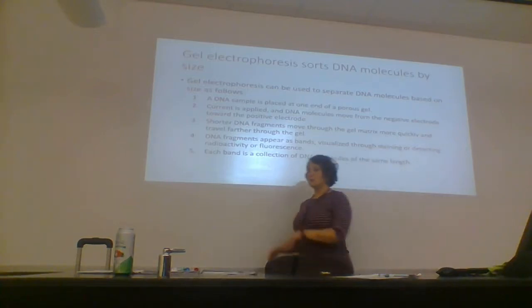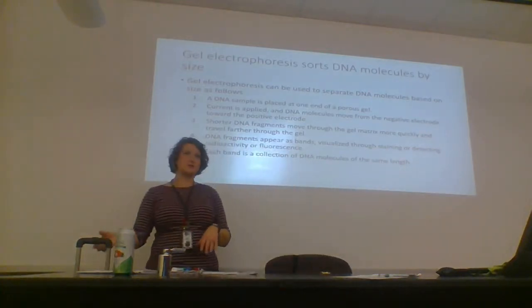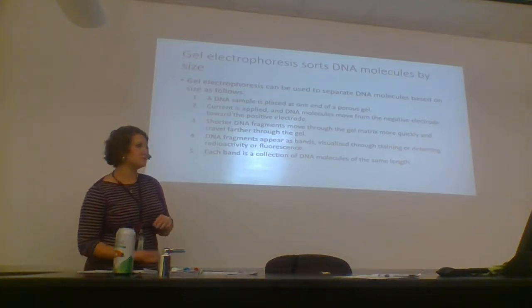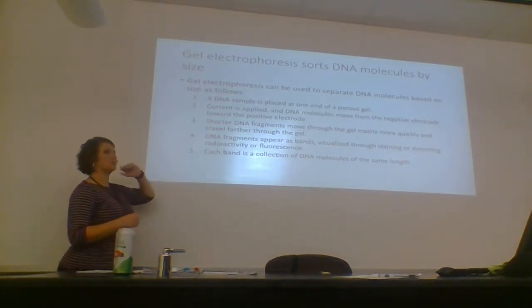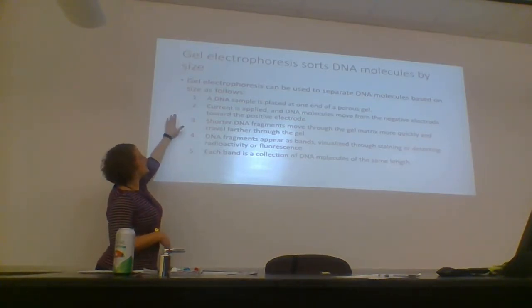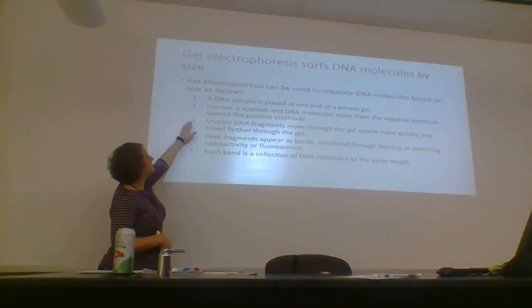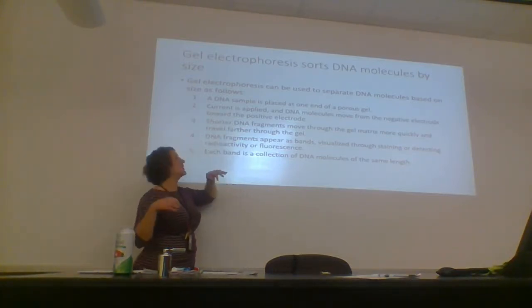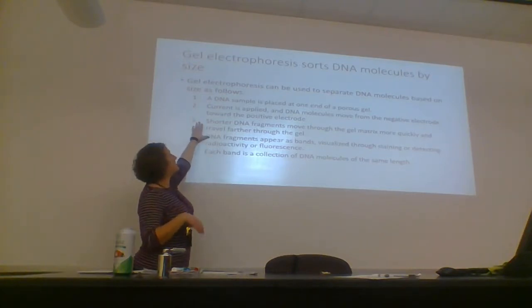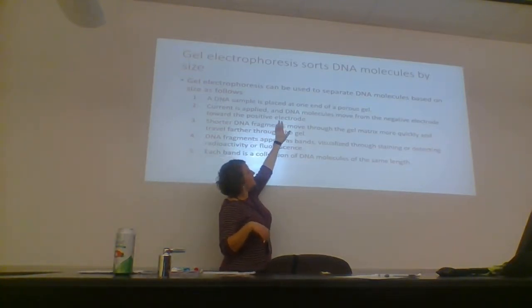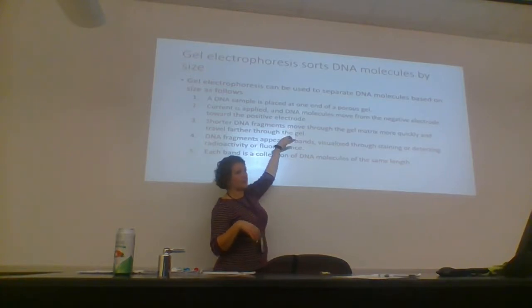We'll sort of go through this one. The best way, I think, is to either do the lab or look at a video that demonstrates what goes on. I'll go through this pretty quickly, but it can be used to separate DNA molecules based on size. We have a DNA sample put in one end of this gel. A sample is placed at one end. We have a current applied. So the DNA molecules move towards the positive end from the negative end.